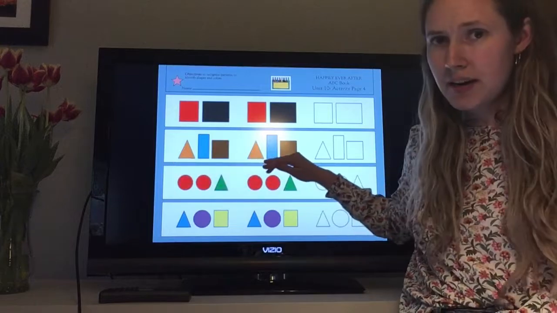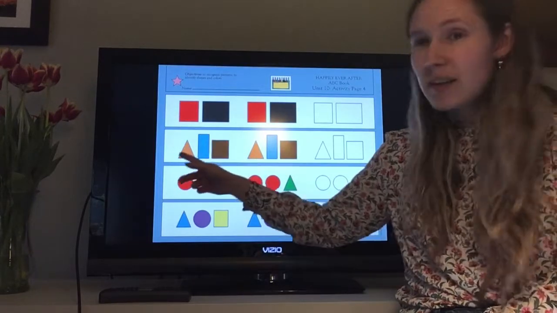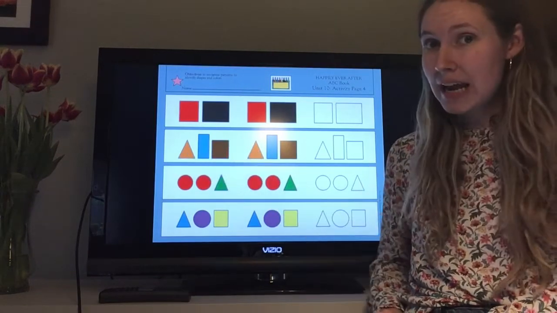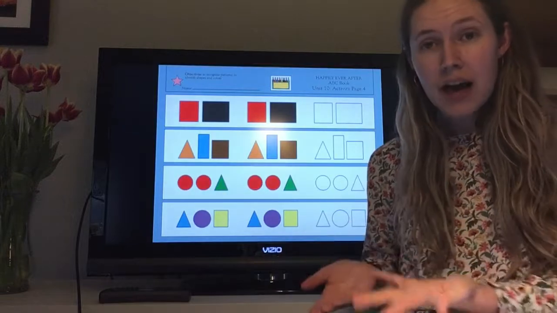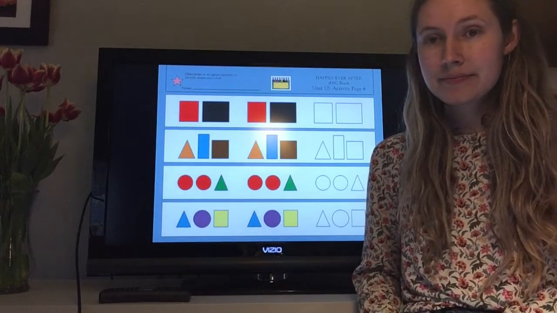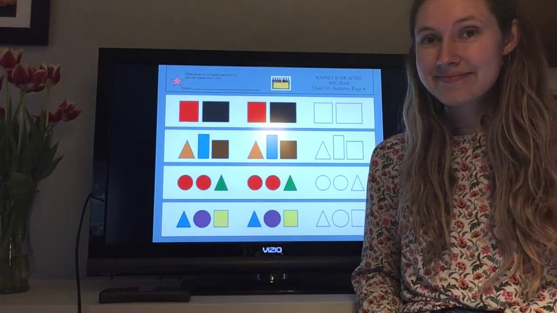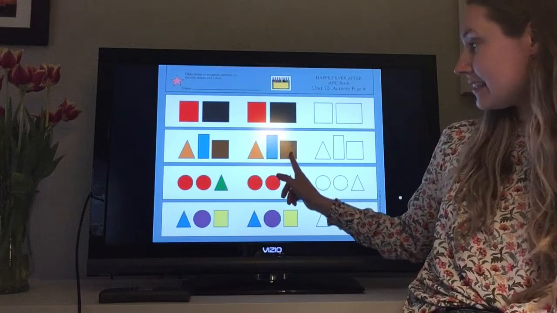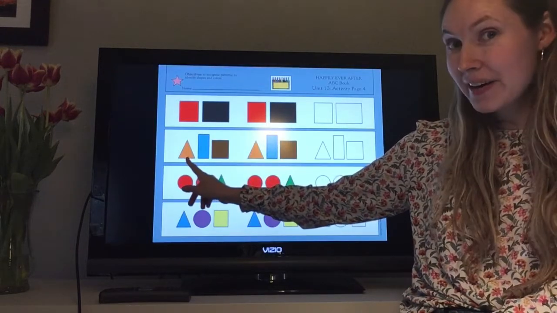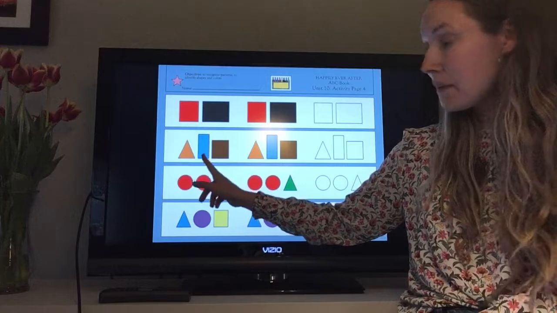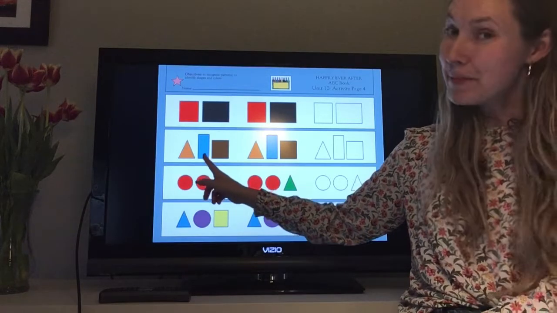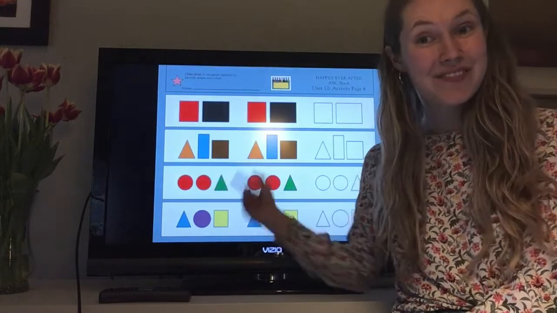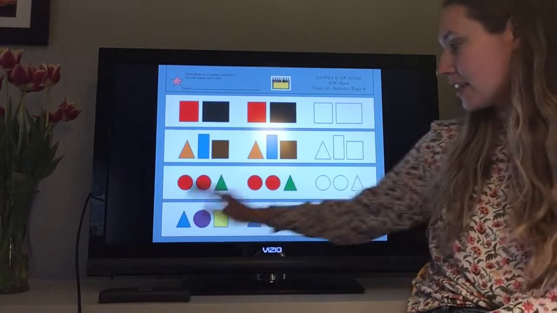What about this one here? There's more than 2 things in this pattern. I see 3 separate shapes and colors. So what kind of pattern would that be? A, B, C. A, B, C. Our A is our orange triangle, our B is our blue rectangle, and our C is the brown square. Very good. So you're going to continue that pattern here.